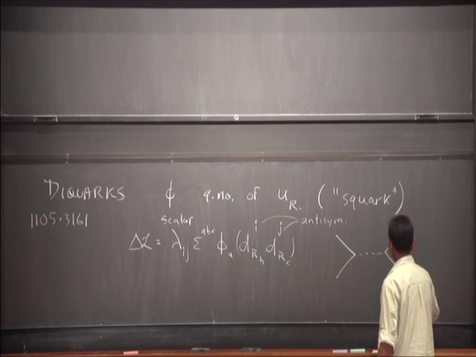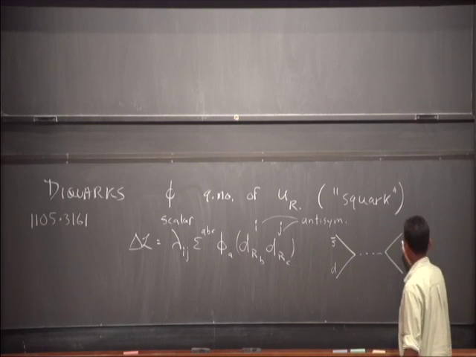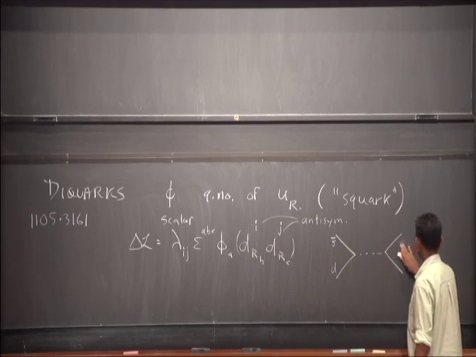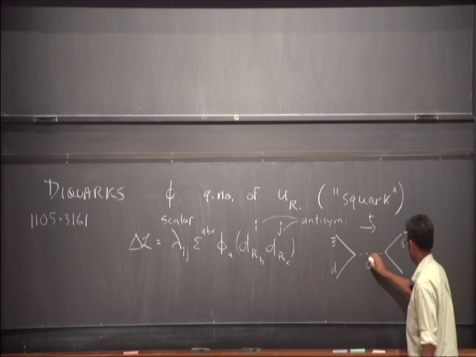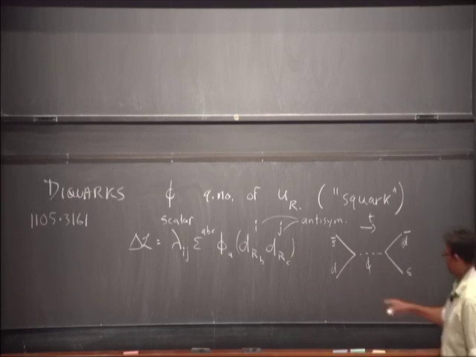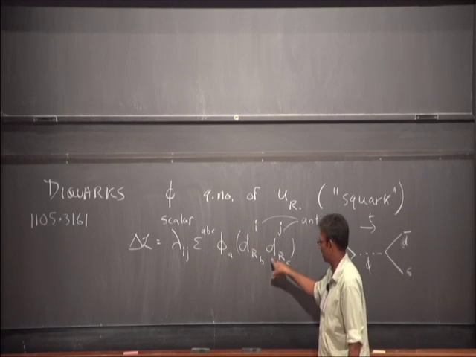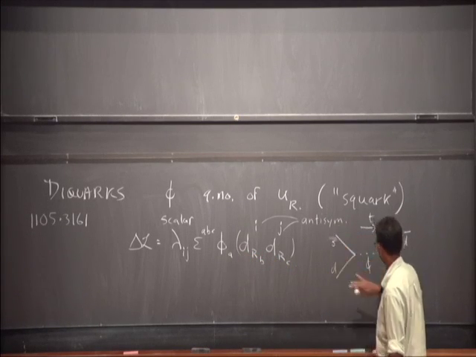So naively, we could repeat the exercise of yesterday, and we could have something that looked like this, if time is running this way. You could imagine that. But in fact, this is not d-bar d, this is dd. So in fact, it really looks like this.